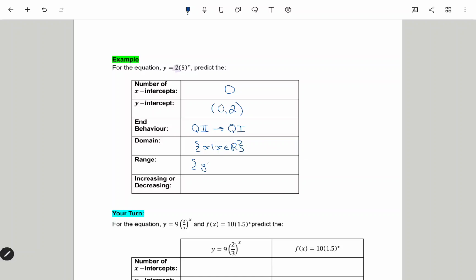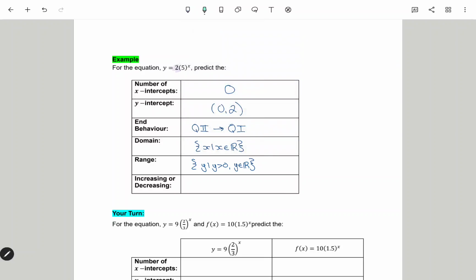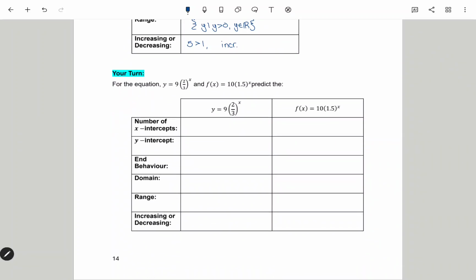Range, this part here, y belongs to the reals, you don't necessarily have to write that every time. It's kind of like writing the 2 here. We just know it's positive. If we don't write this, we just assume it's all the reals. All right, and whether or not we're increasing or decreasing, we have to look at our 5 here. We say, okay, 5 is greater than 1, therefore we know that this function is increasing. At this point, you're going to pause the video, try this your turn, and come back and see how you did.